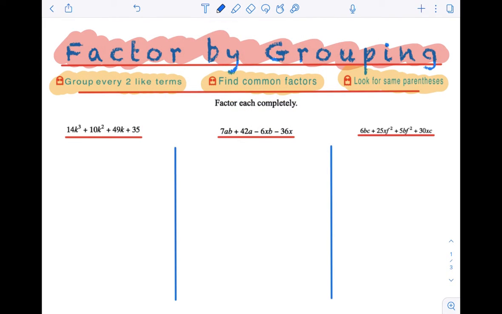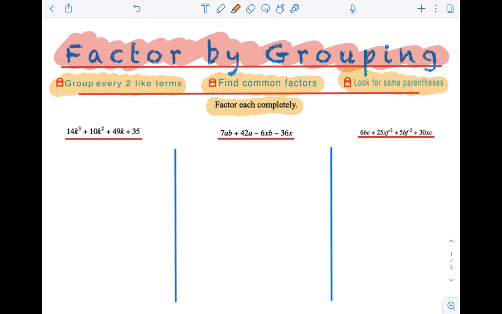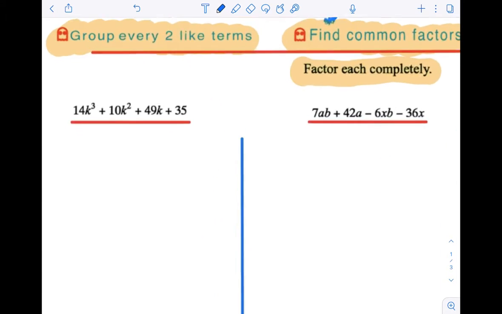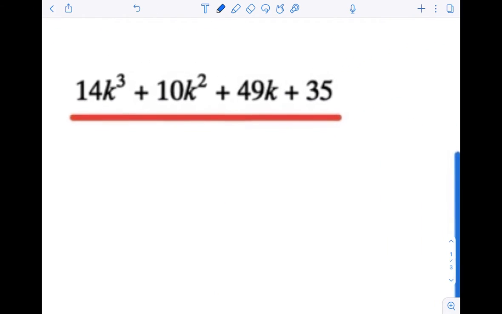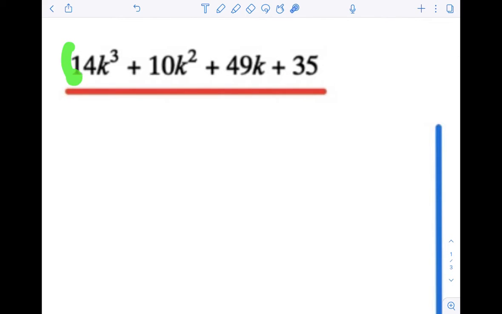So let's take a look at this first example. We are going to factor each completely. So three examples, we're going to factor each completely. The first bullet point here says group every two like terms. So we're going to say every two. We're going to group those two, and we're going to group those two.